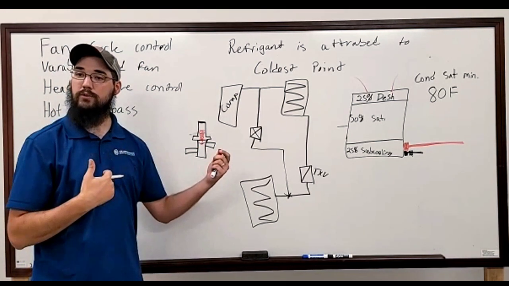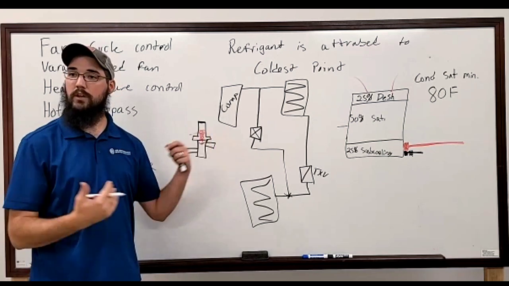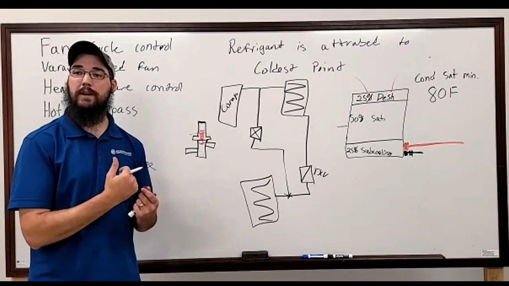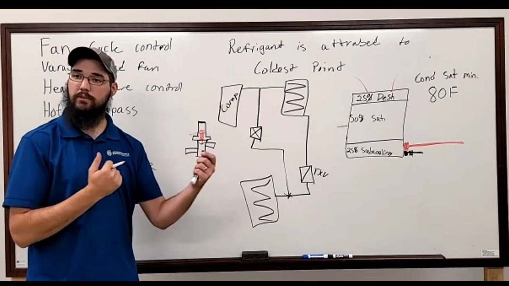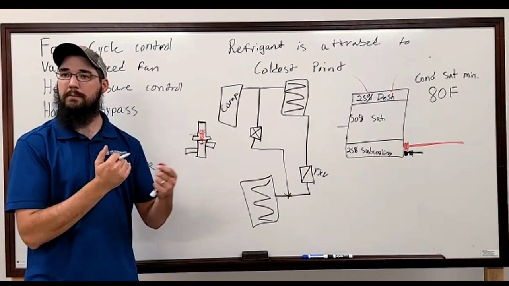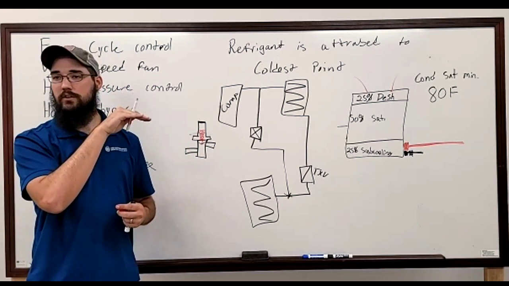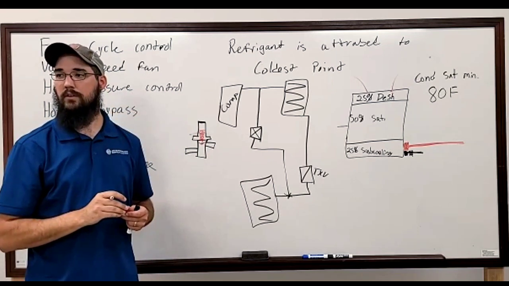So the higher the differential, the more it's going to open, the more it's going to allow bypass. And as that differential decreases, it's going to close back down to reduce flow. And eventually, once it balances, it'll find the happy medium it's looking for. You know, it'll just kind of sit there and cruise until it's just not needed anymore.